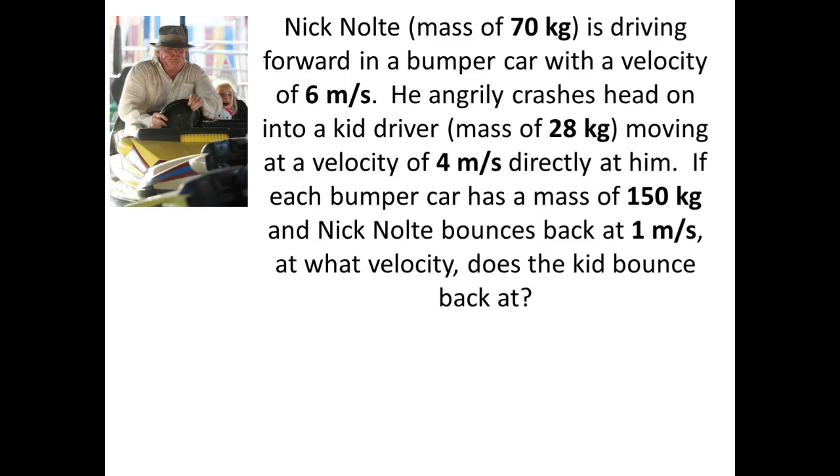So Nick Nolte and the kid are going opposite directions. Nick's going forward, the kid's going backwards. If each bumper car has a mass of 150 kilograms and Nick Nolte bounces back at 1 meter per second, at what velocity does the kid bounce back? Remember, since Nick was going forward, he bounces backwards. Since the kid was originally going backwards, he's going to bounce forward, since we have to have one direction in a horizontal direction, either forward or backwards.